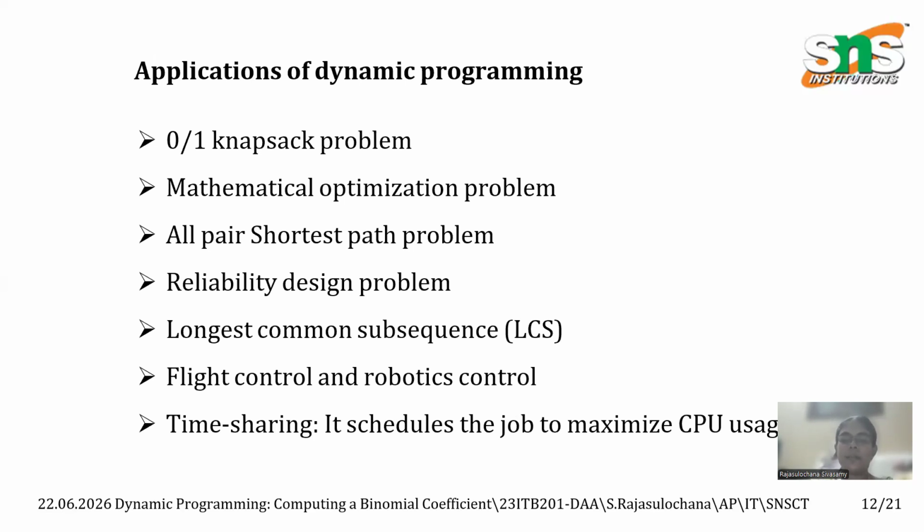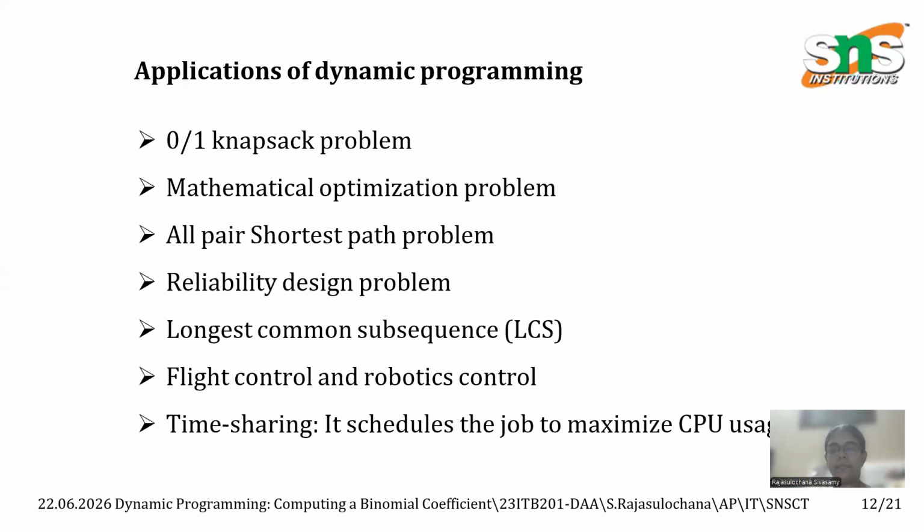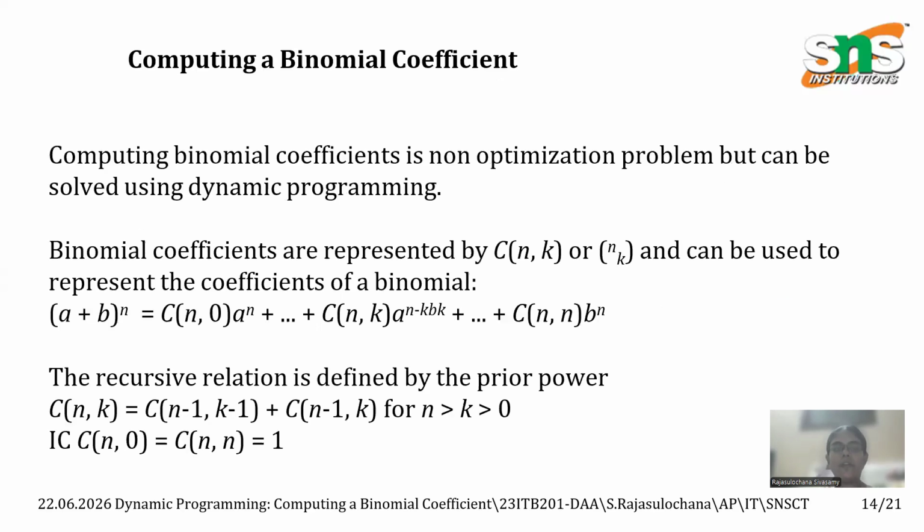Here are some of the applications of dynamic programming. It is used to solve the 0-1 knapsack problem. It is used for finding the all pair shortest path problem. It is used to find the longest common subsequence, and it is used in time sharing problems. So here is the principle of optimality. A problem is said to satisfy the principle of optimality if the subsolutions of an optimal solution of the problem are optimal solutions themselves. This is called the principle of optimality.